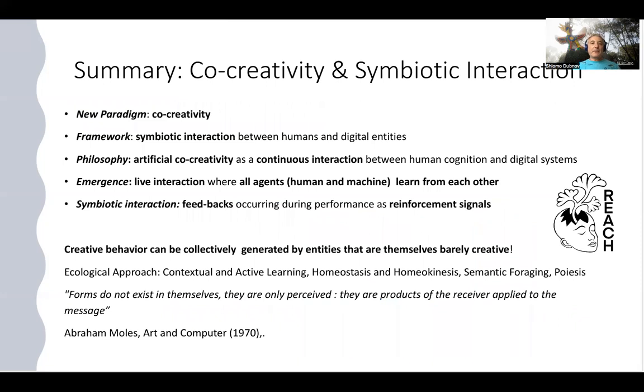So as a summary, we propose a new paradigm of co-creativity where the framework is creating the symbiotic interaction between humans and digital entities, where the philosophical aspect is that co-creativity is actually emerging from continuous interaction between humans and digital systems. And there is this joint learning that happens based on the feedback that creates this symbiotic interaction.